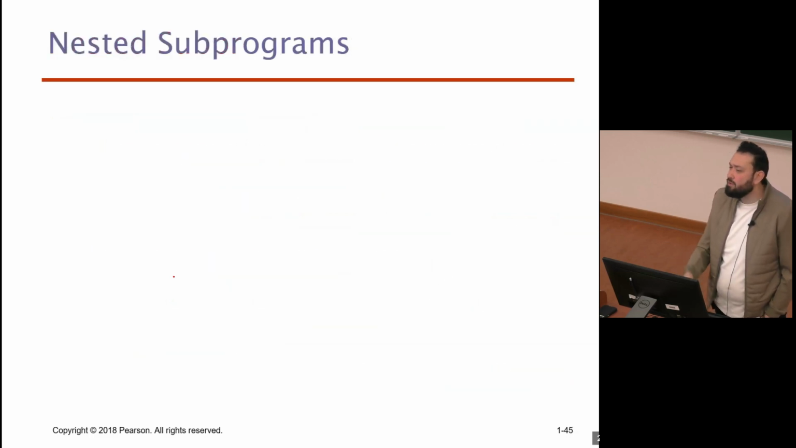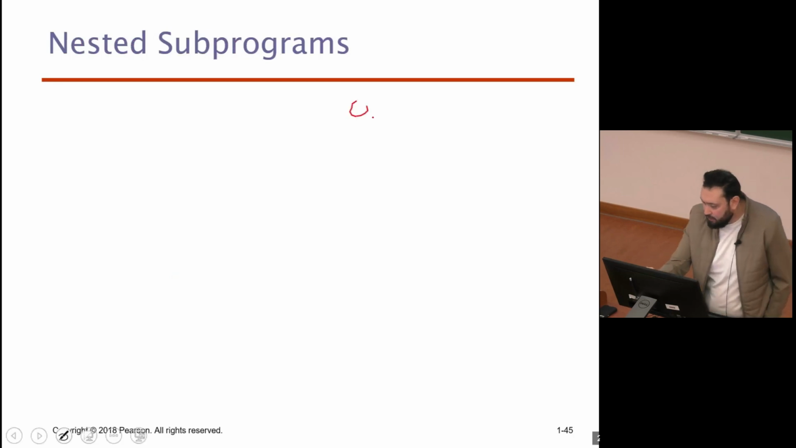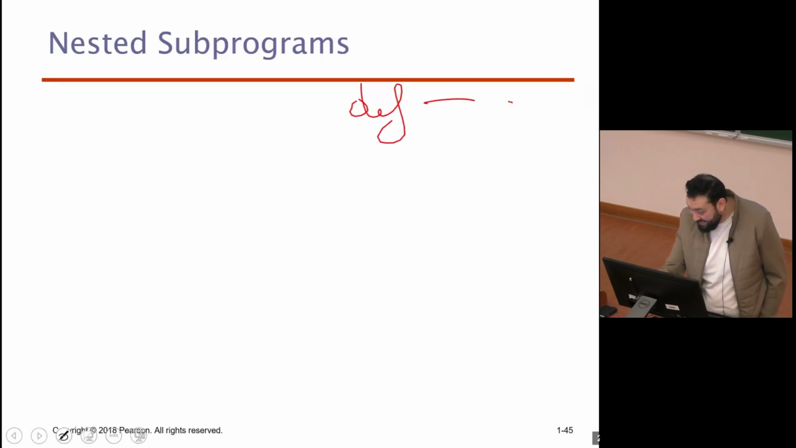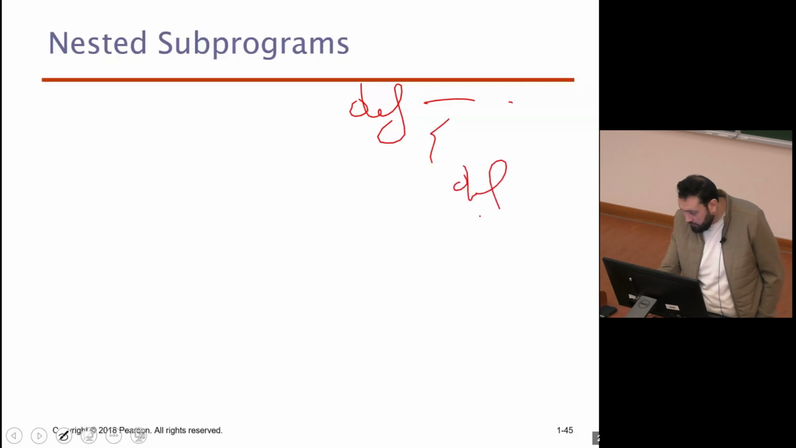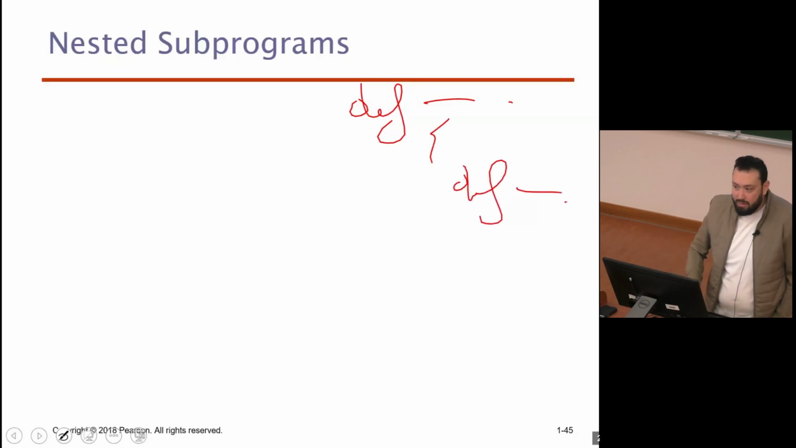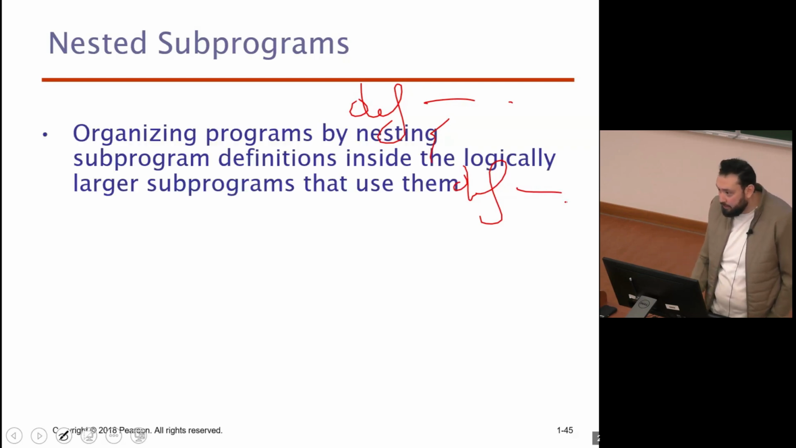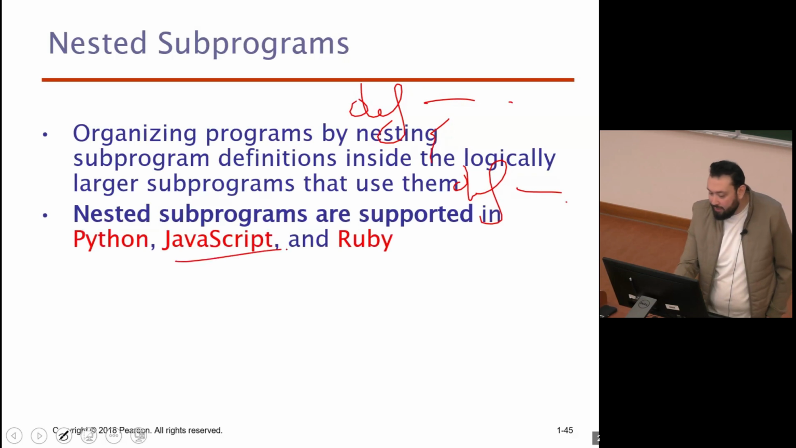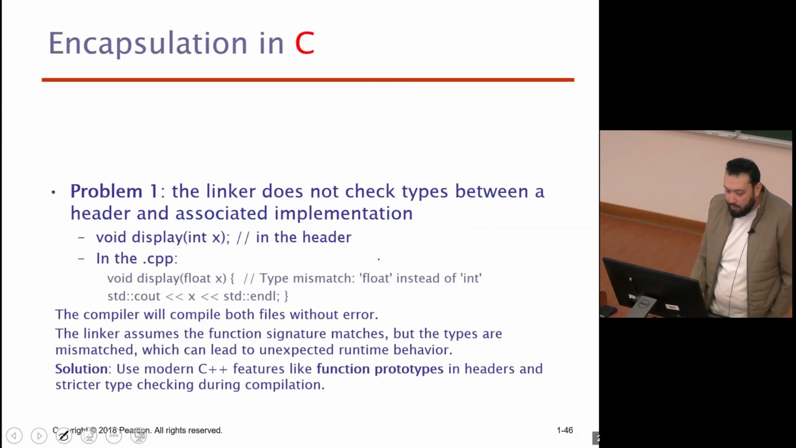Now, nested subprograms, do you remember when we said what is a nested subprogram? You define something like this, and inside this, you define also this. We covered it. Not all the languages support this. We mentioned one of them last time, which is Python. You remember? Python and also JavaScript and Ruby. But I don't think you can do that in C++, nor in Java, nor in C.